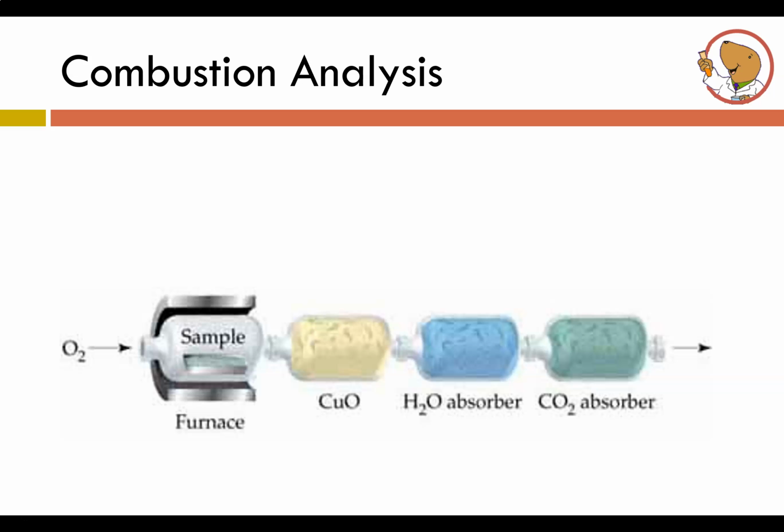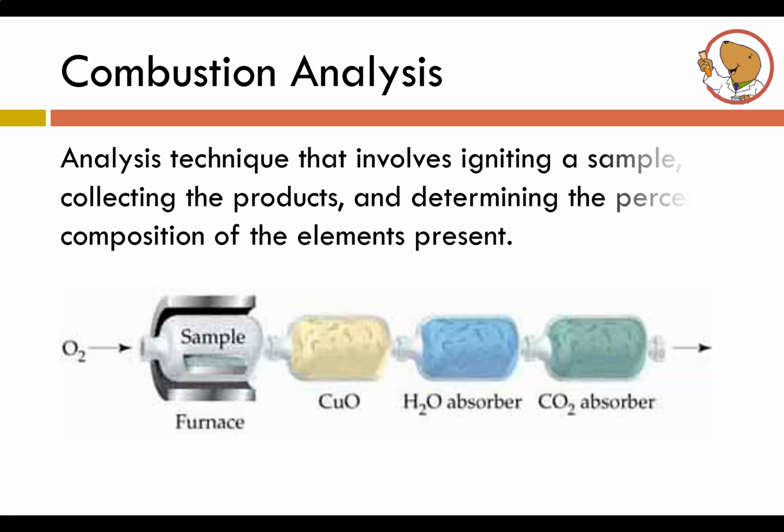I'm going to talk about combustion analysis for just a moment. Combustion analysis is one way that we can get the percent composition by mass data. We would take a compound, perhaps one we've synthesized, that we don't really know exactly what's present in it. This is one technique we could use to start figuring out the relative percentages of the different elements in the compound. Basically, we take our sample and combust it, aka burn it, react it with O2.